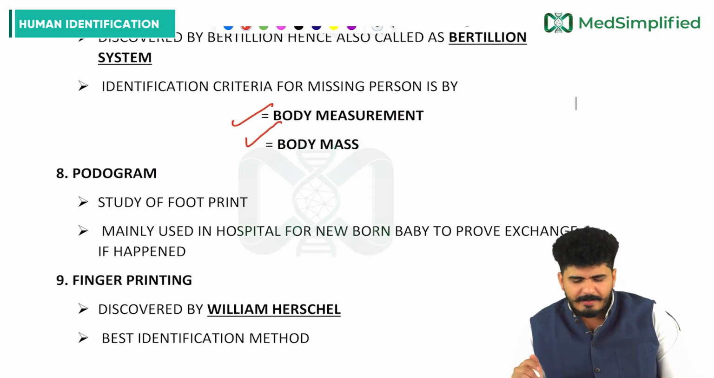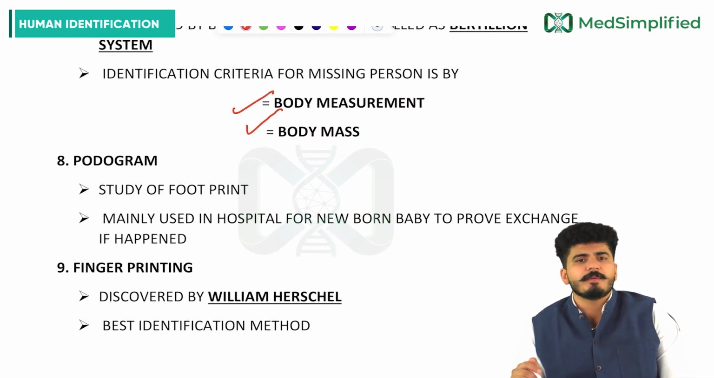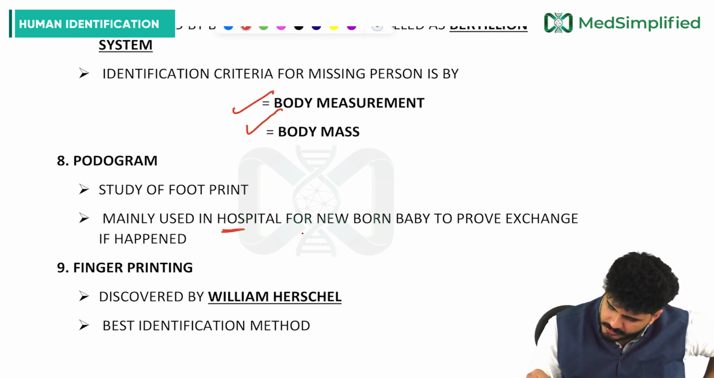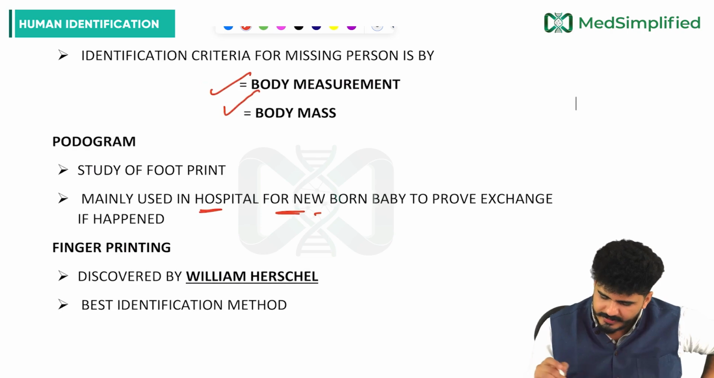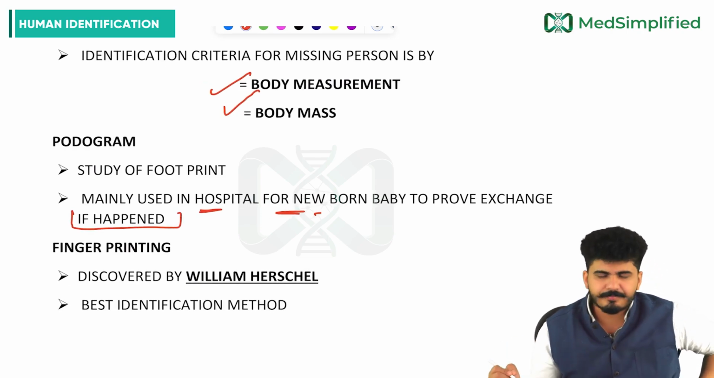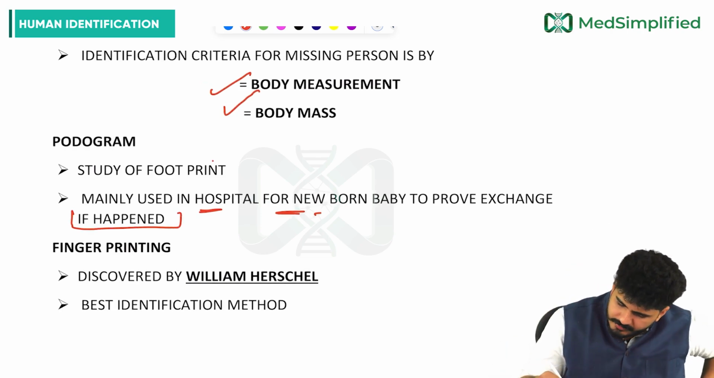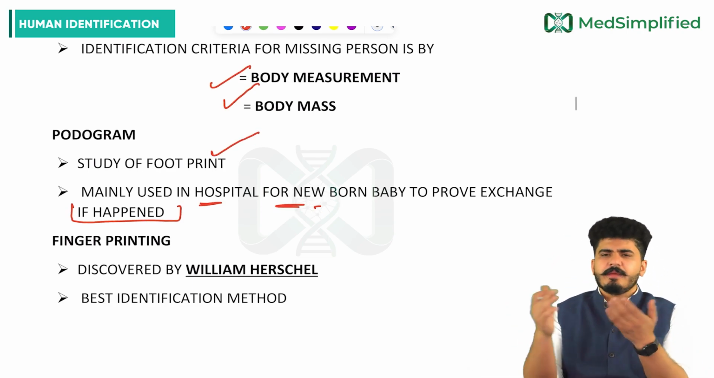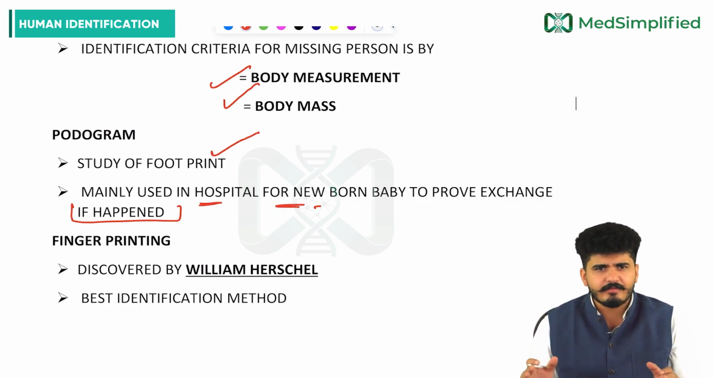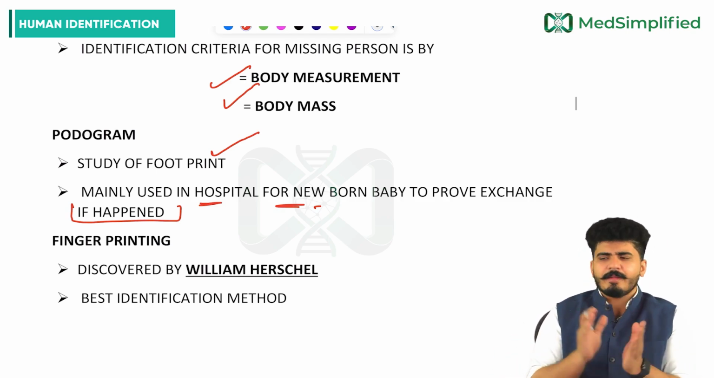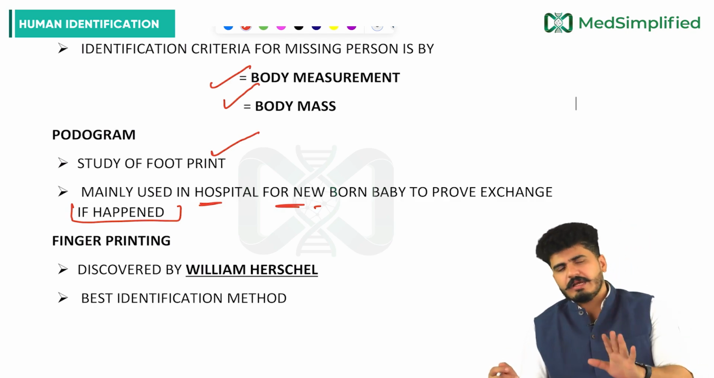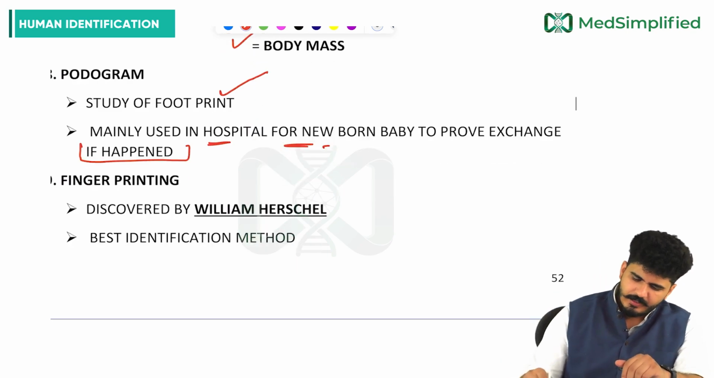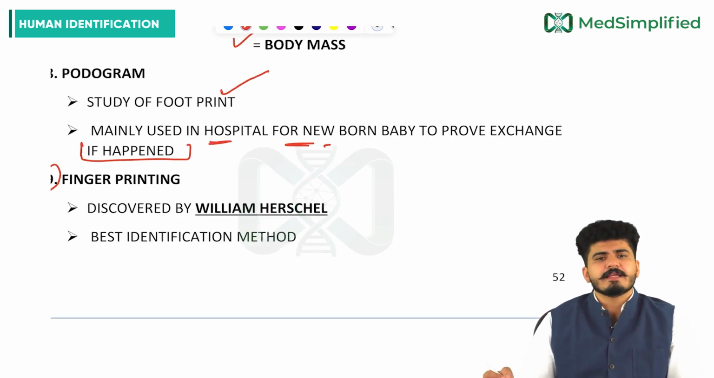Coming to the podogram. Podogram is a study of footprint. It is mainly used in the hospital for newborn babies to prove an exchange if it happened. The moment the baby is born, we take the footprint. For this purpose only, in the hospitals, mainly babies are getting replaced. To avoid that, we take the footprint, podogram, and we compare the two feet, and we will come to know whose baby is what.